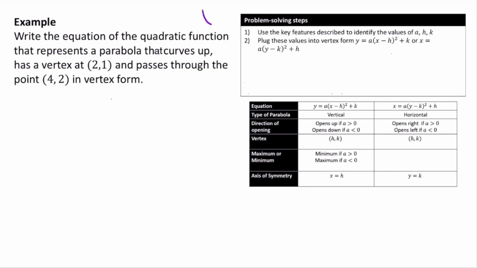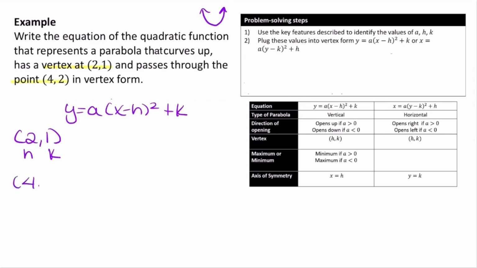So if it curves up, that means that's going to be a vertical parabola, right? So we already know the equation is going to be y equals a times x minus h squared plus k. Okay, so it says we have a vertex at 2, 1. So the vertex at 2, 1 means that's the value of h and k. And then it tells us that we have a point at 4, 2. Well, the point 4, 2 just gives me an x and y value. So I can actually take all of these values and plug them into my equation.